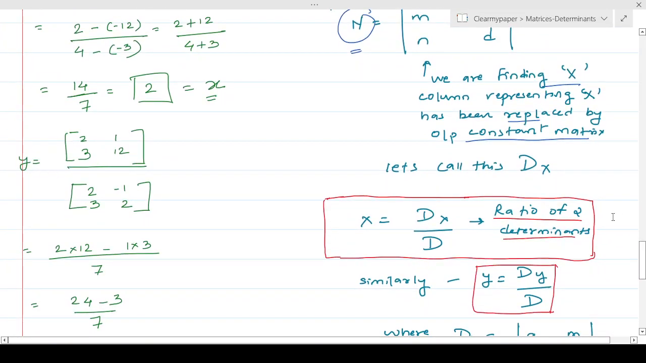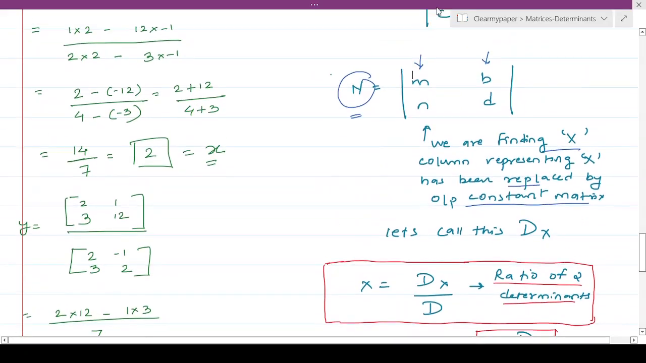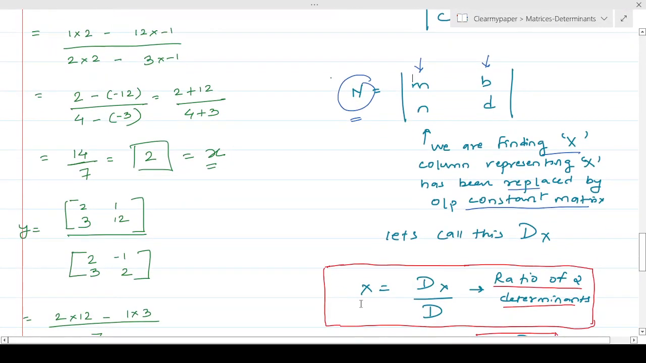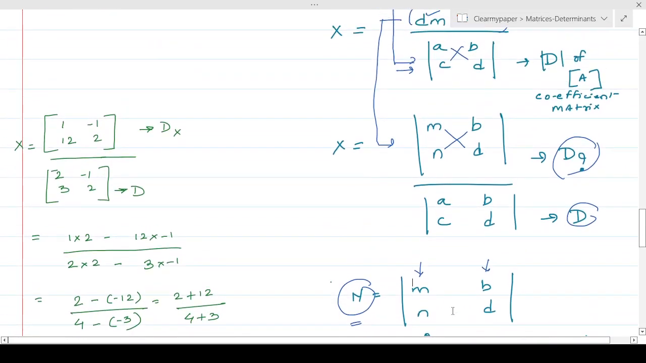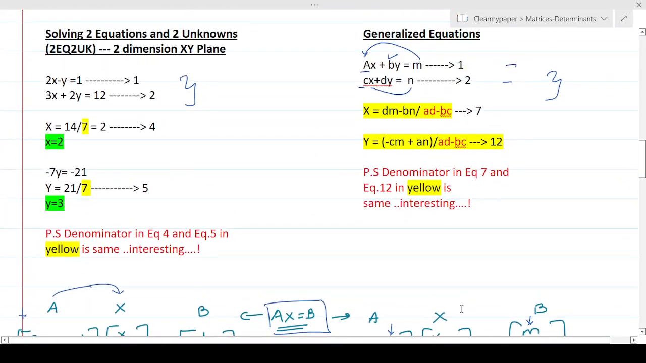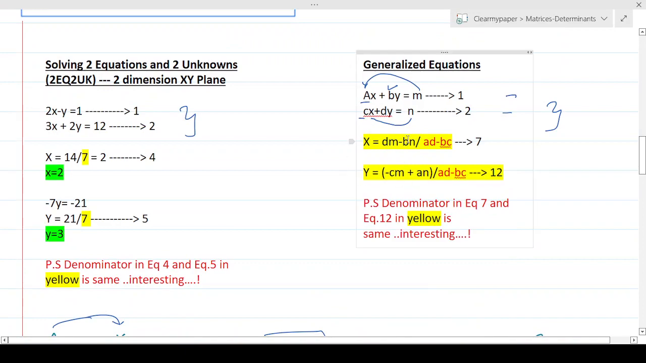So what happens in that case is x becomes dx upon d, where d is the regular determinant of the coefficient matrix and dx is a determinant where the elements representing the x variables are removed and replaced by the constants, and that's the determinant we are getting here. So basically the value of x in this case becomes a ratio of two determinants the way I've explained, and it's completely perfect, right? That's what we have done.